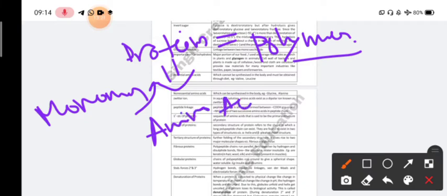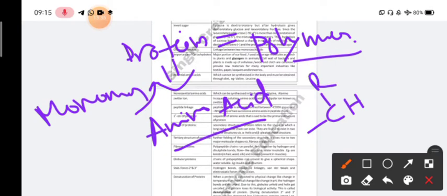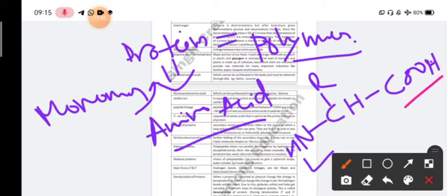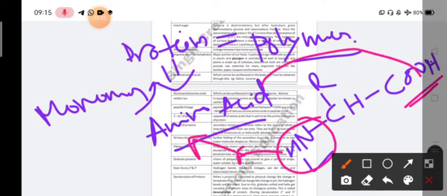So amino acid has a general structure. What is that mainly? R CH, NH2 and COOH. This is the general structure of amino acid. So here you can see this is the acidic part and this is the amine part. This is called the amine part and this is called the acid part. So that is why it is being called as amino acid.